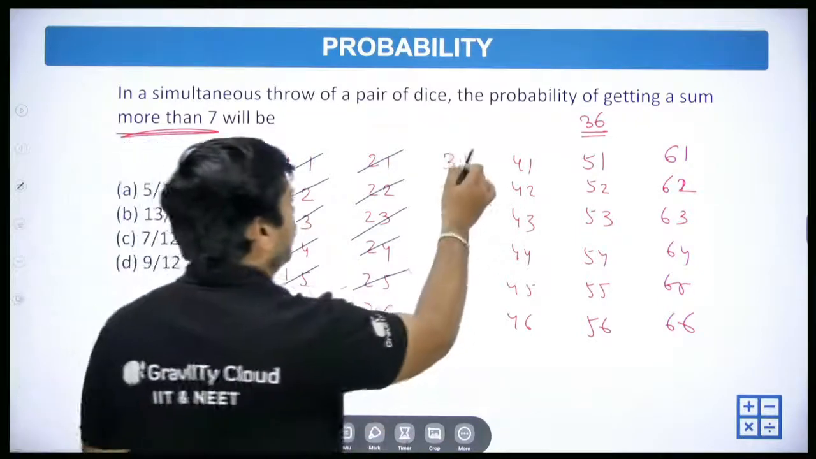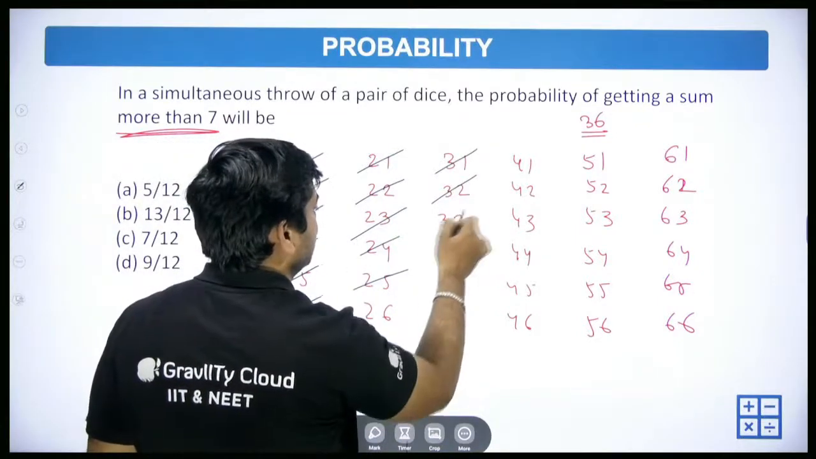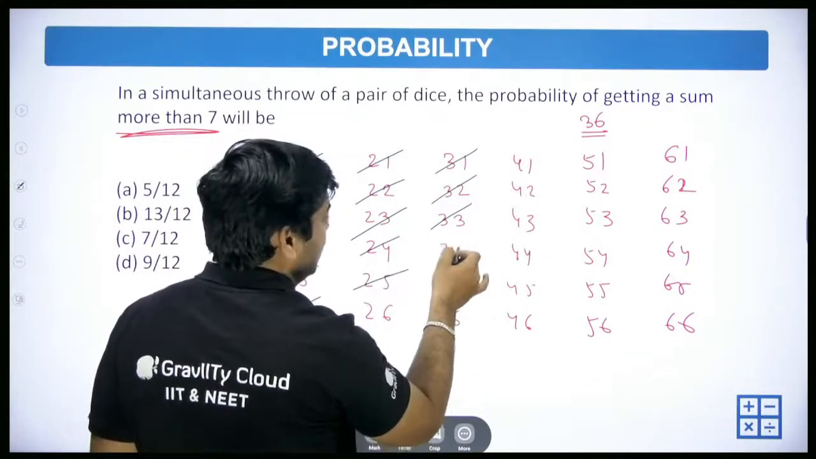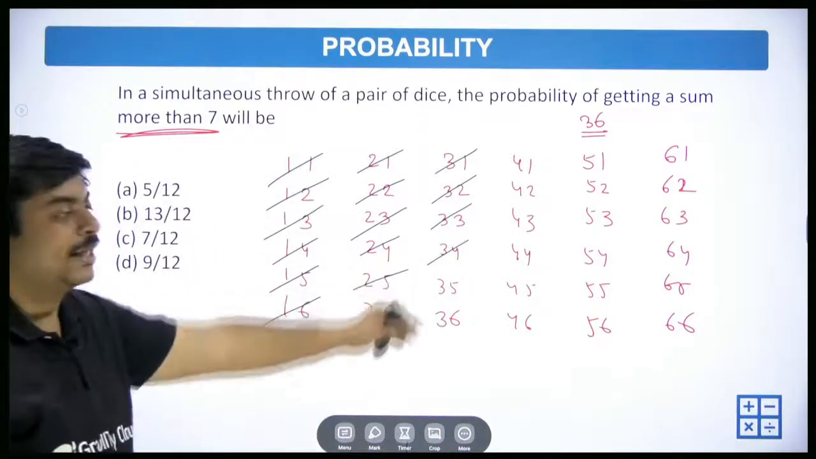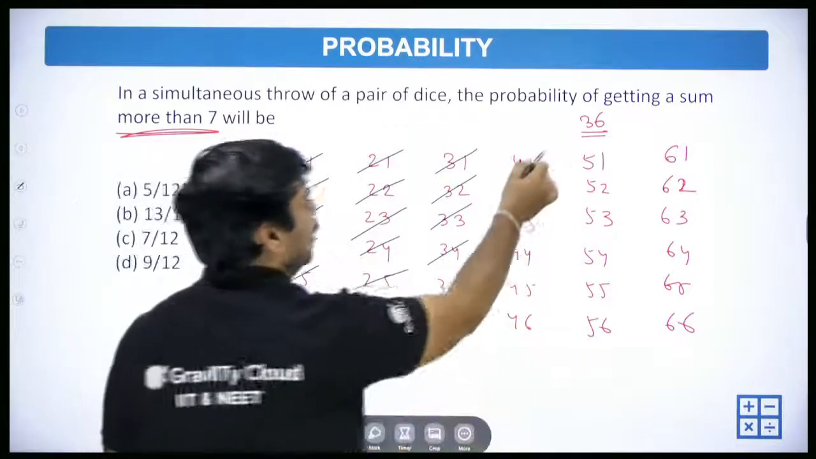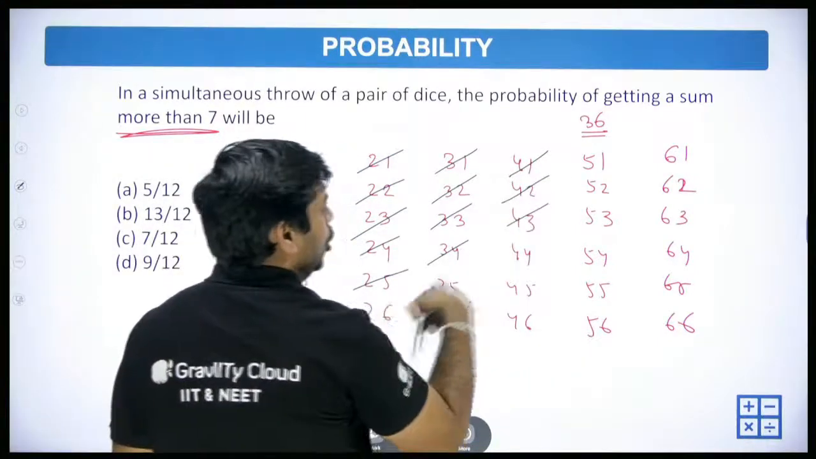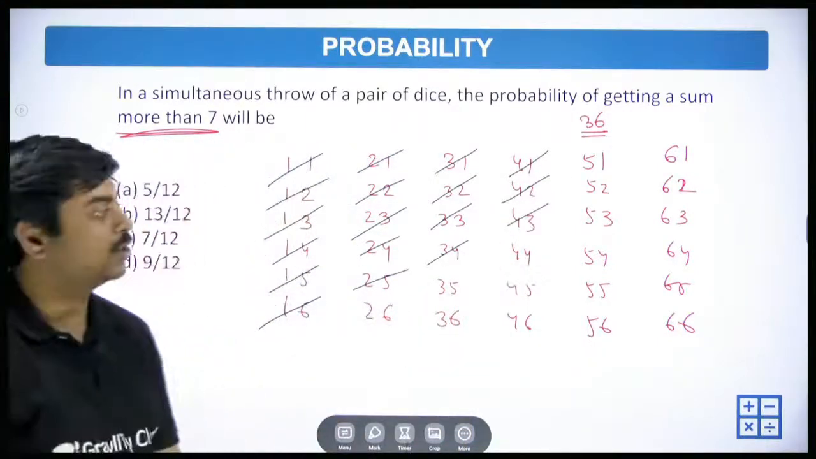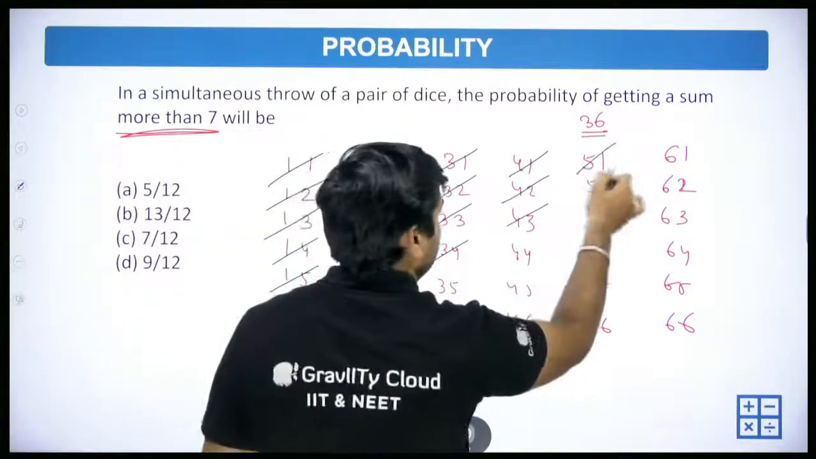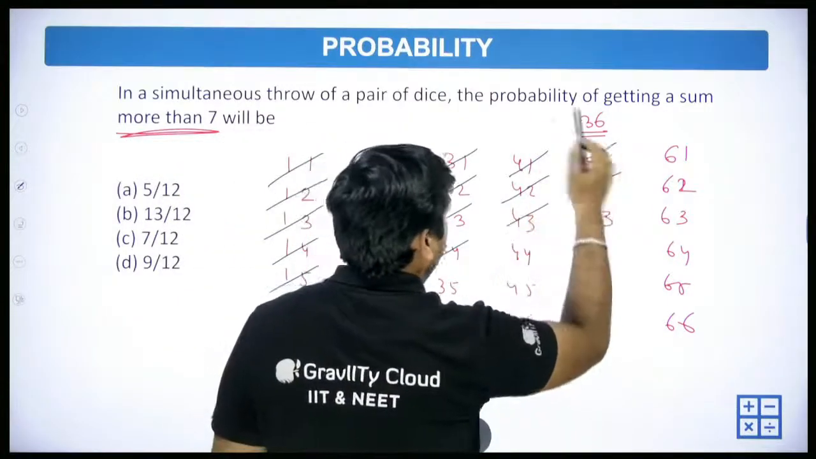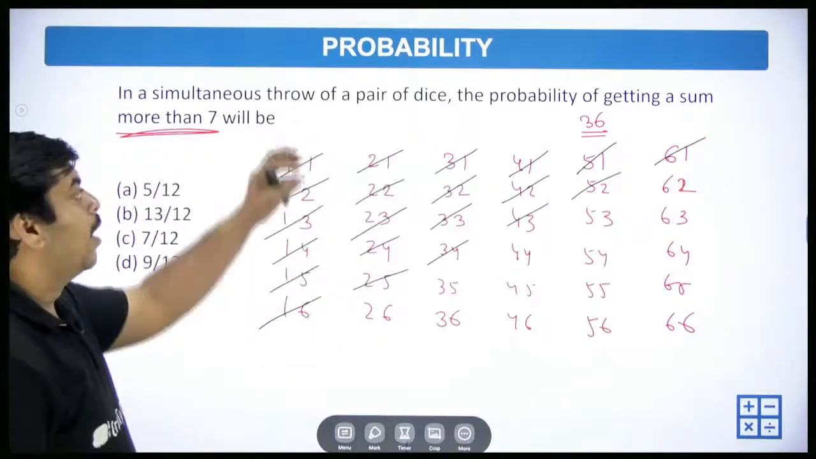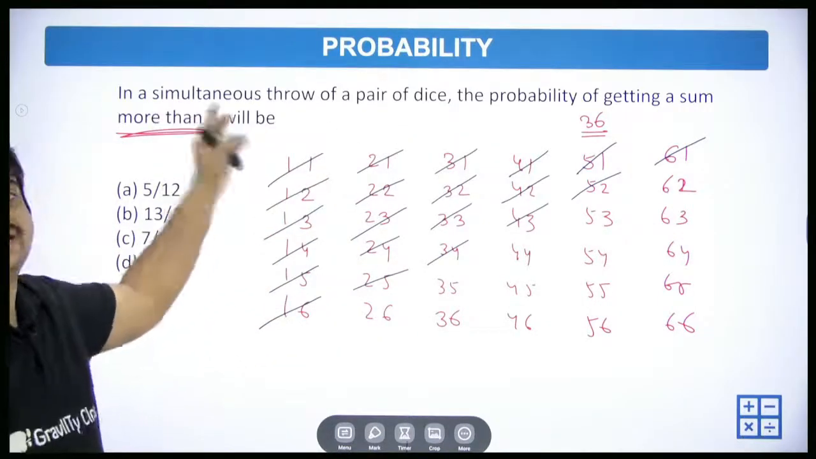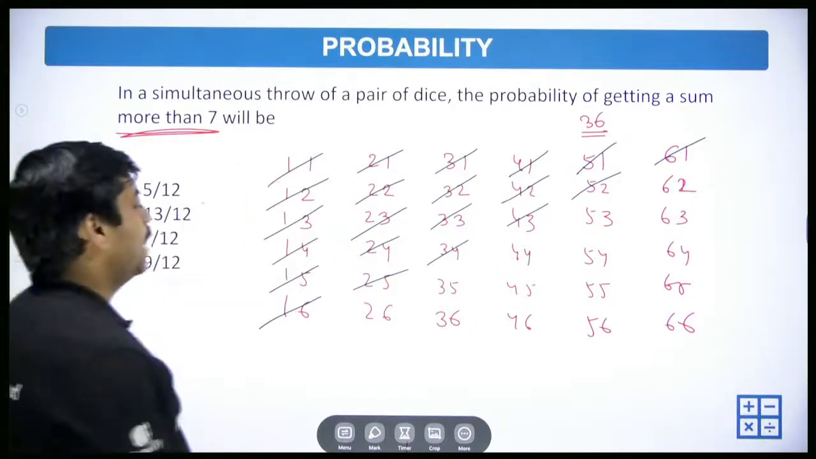3 plus 1 is 4, 3 plus 2 is 5, 3 plus 3 is 6, 3 plus 4 is 7. This is also not correct. From 3 plus 5 it is 8 again. 4 plus 1 is 5, 4 plus 2 is 6, 4 plus 3 is 7, no. From 4 plus 4 it is 8. 5 plus 1, 5 plus 2 are not counted, and even 6 comma 1 is not counted. So now tell me the probability of getting a sum more than 7. Let's add all this.